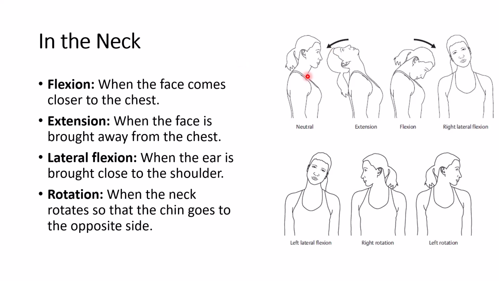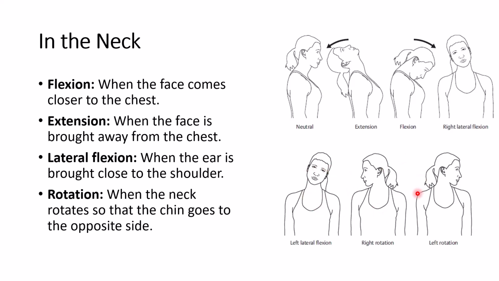Now in the neck, you can see here what is flexion. Flexion means when you are moving the face towards the chest, or closer to the chest. This is called flexion of the neck. Extension is when you are bringing the face away from the chest. See here, you have to bring the face away from the chest. This is the extension. Then the lateral flexion, you can see here, when the ear is brought closer to the shoulder. This is the right sided lateral flexion. And this one, when you bring the left ear toward the left shoulder, that is the left lateral flexion.